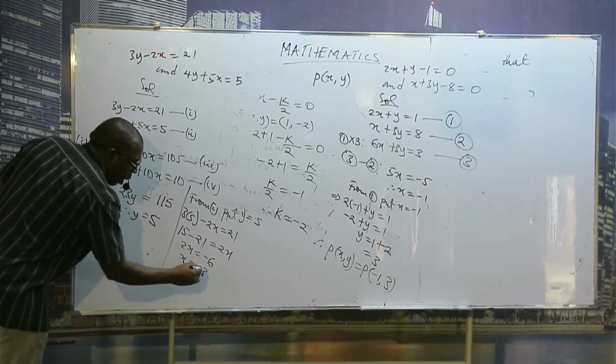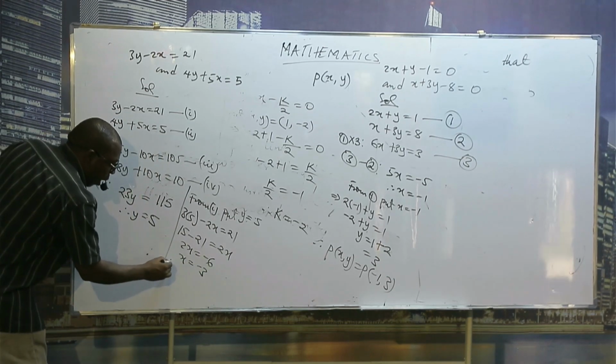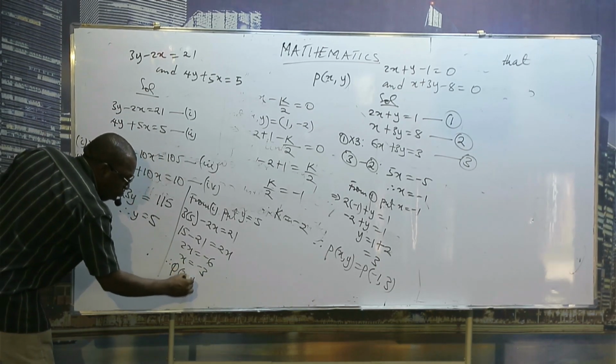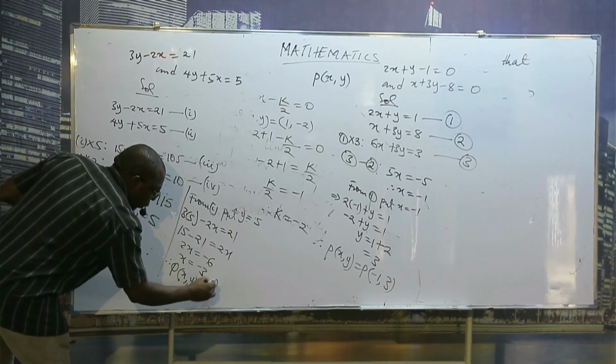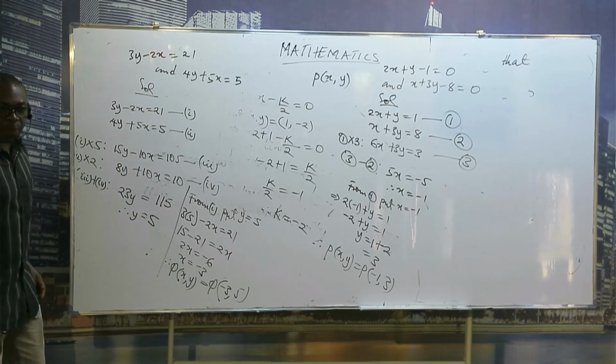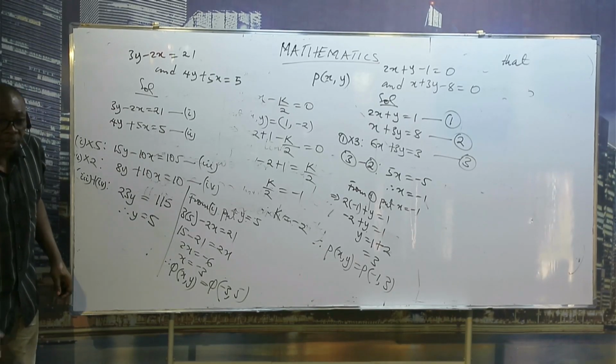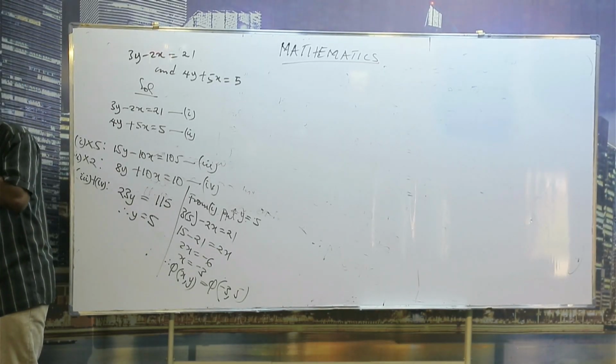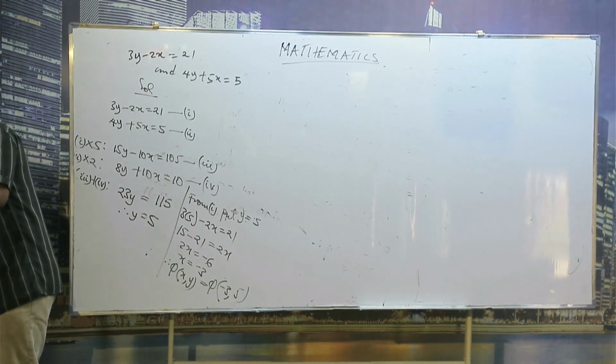And x gives us what? Therefore, x, y, comma, who? Will give us x, which is minus 3, comma, what? Is there a problem? Okay, next question.